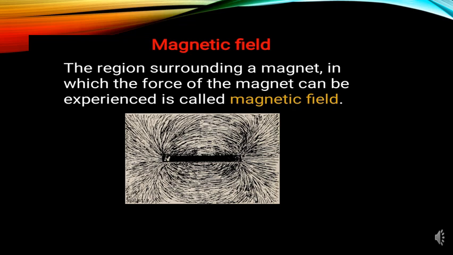Now you will be studying about magnetic field. Just as an electric charge creates an electric field, in the same way, a magnet creates a magnetic field around it. The space surrounding a magnet in which magnetic force is exerted is called a magnetic field. A compass needle which is placed near a magnet gets deflected due to the magnetic force exerted by the magnet.